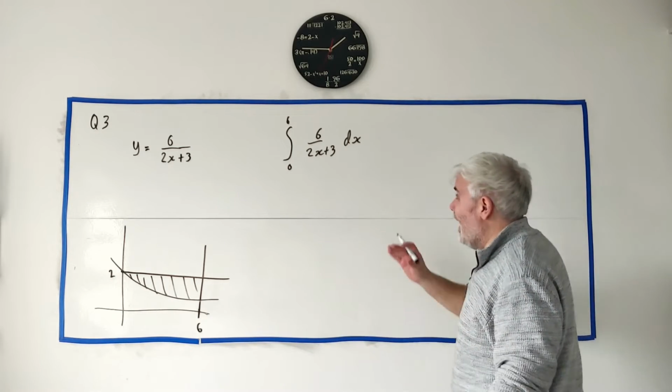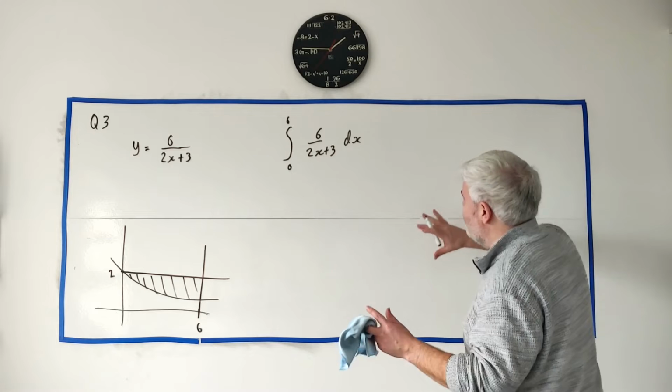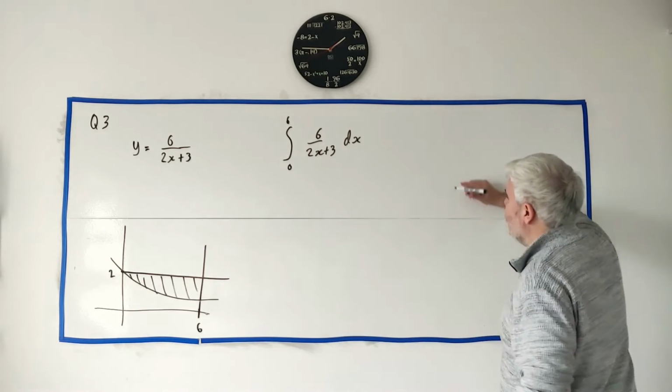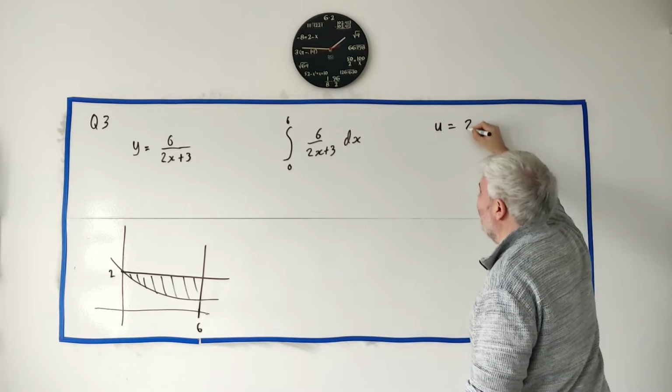But a lot of students aren't that happy. So let me just do it a slightly slower way. I would replace this. Instead of 2x plus 3, I'm going to put a u in there.